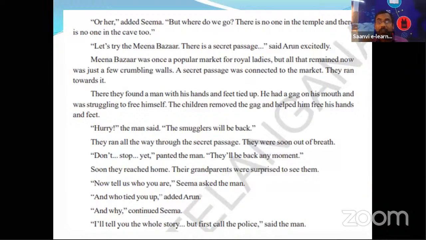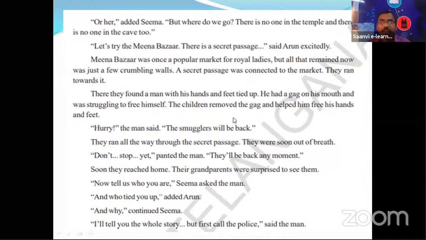Hurry, the man said, the smugglers will be back. So there were some criminals who tied him up and put a gag in his mouth. That's why he wanted to escape from that place, because at any moment the smugglers may be back to that place. Hurry, go fast, the man said, the smugglers will be back.